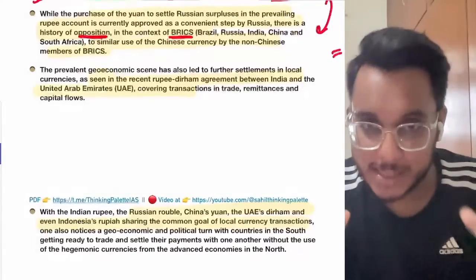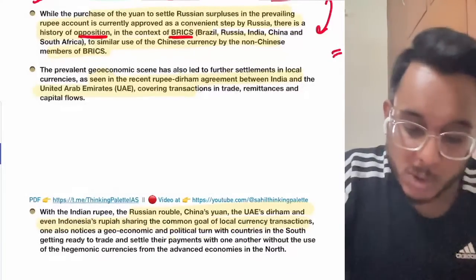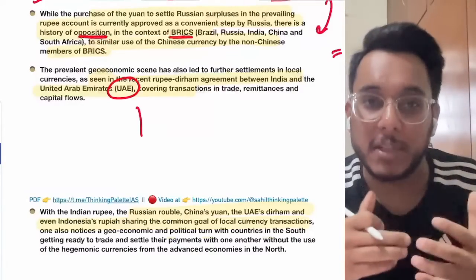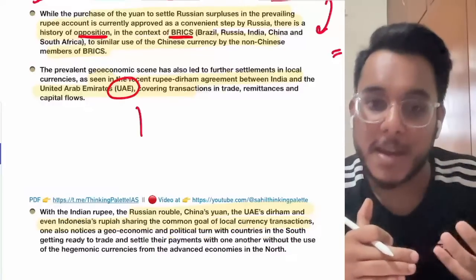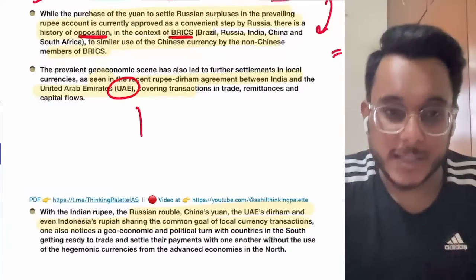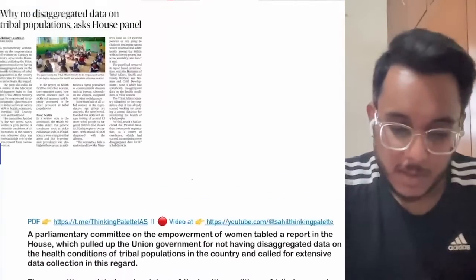Now, guys, at the same time, a similar arrangement India has taken with other countries also. For example, with the UAE, we have done the same arrangement. Now, when we trade with the UAE, we will not be paying in dollars, but rather we will be paying in our own domestic currency. Okay. So this is all about this particular article.